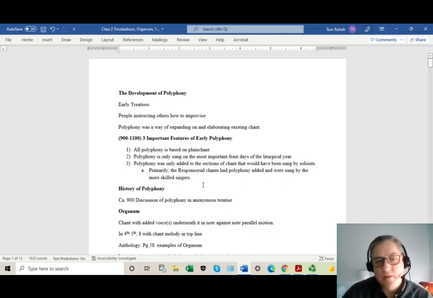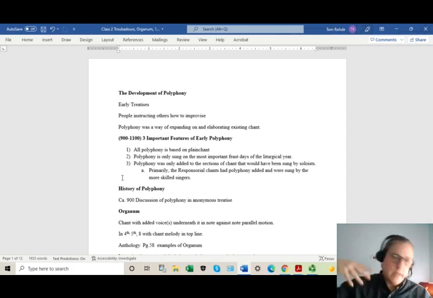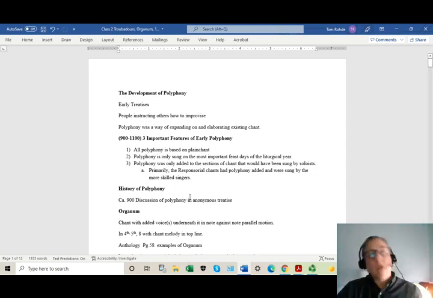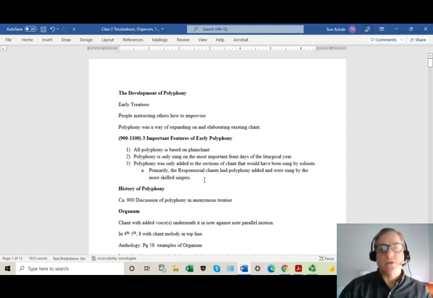In terms of the Mass, it would be primarily the responsorial chants that had polyphony added. The responsorial chants are the chants in the middle part of the Mass that follow the reading of the texts, of the epistle especially. And then in response to those readings, whatever material was covered in those readings, the chants would enhance or add on to the message being conveyed in the readings.